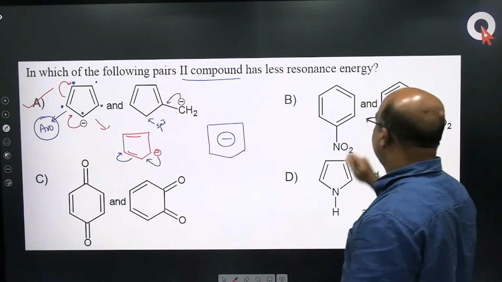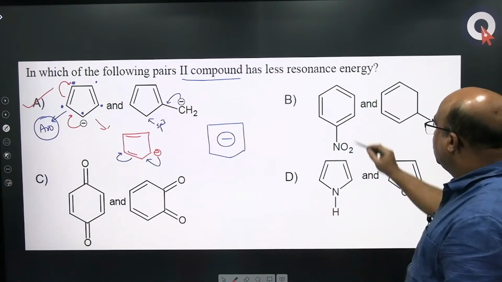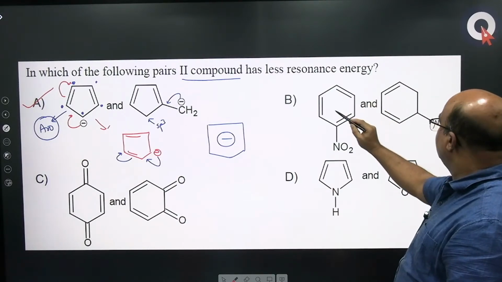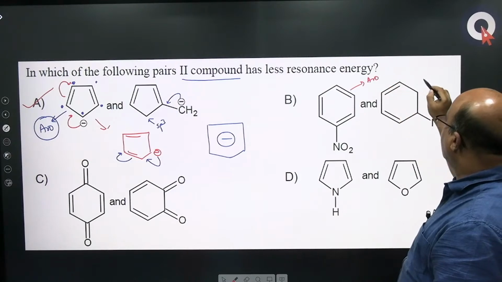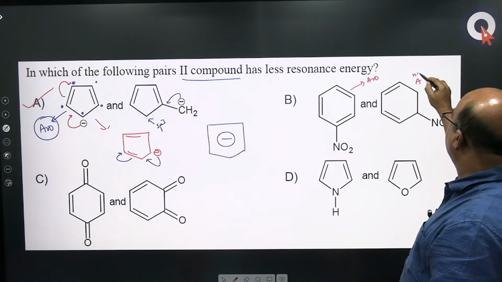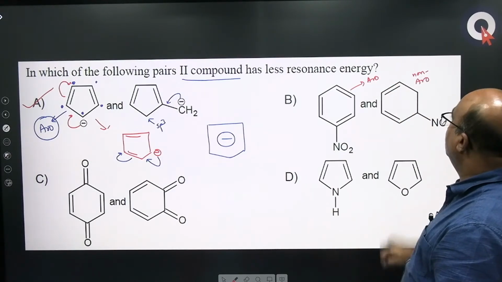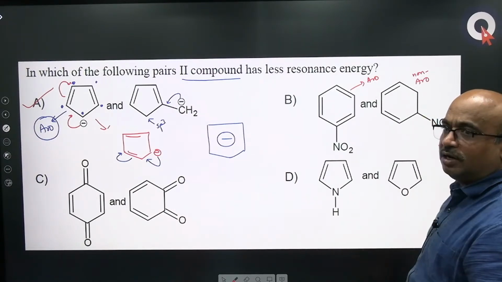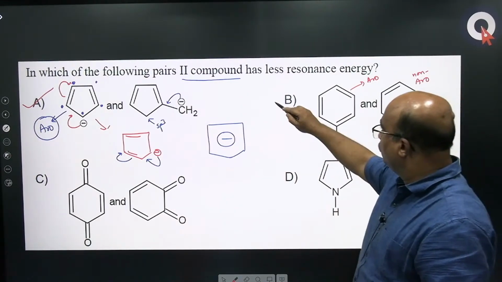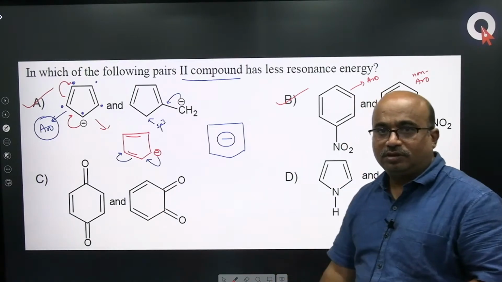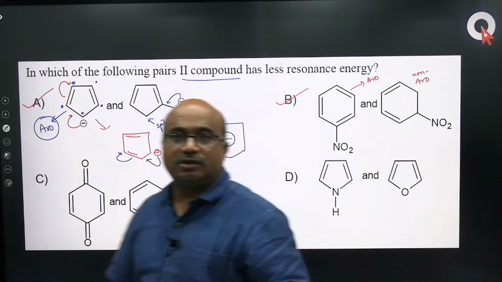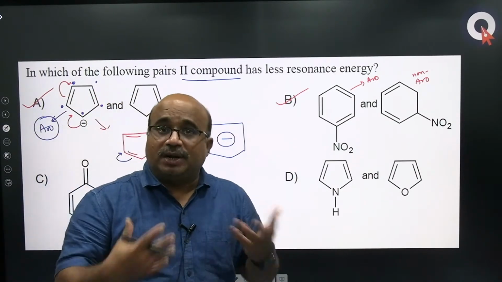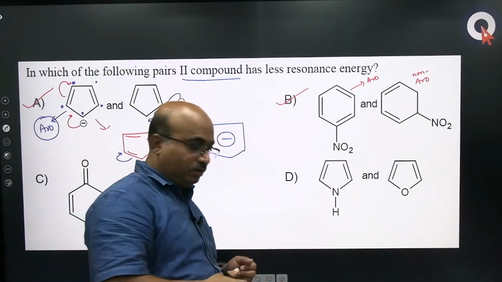Now coming to this, here the complete benzene ring resonance exists, so this is aromatic, but this is not aromatic, it is non-aromatic. So this has clearly less resonance energy. This is also true, because more resonance energy is there in the case of aromatic systems, since the aromatic character also adds to it.